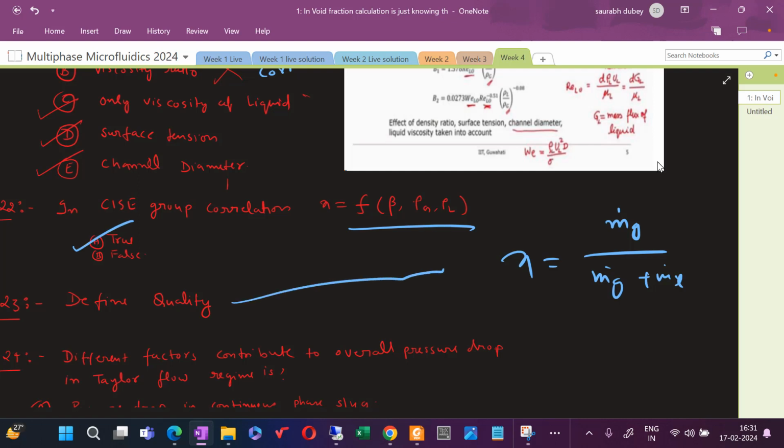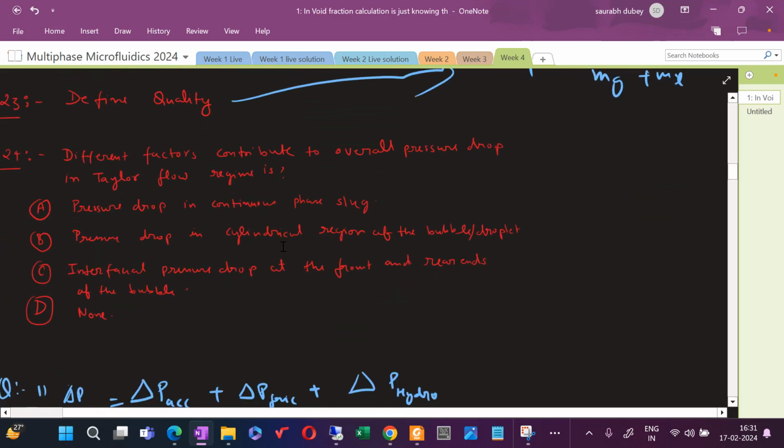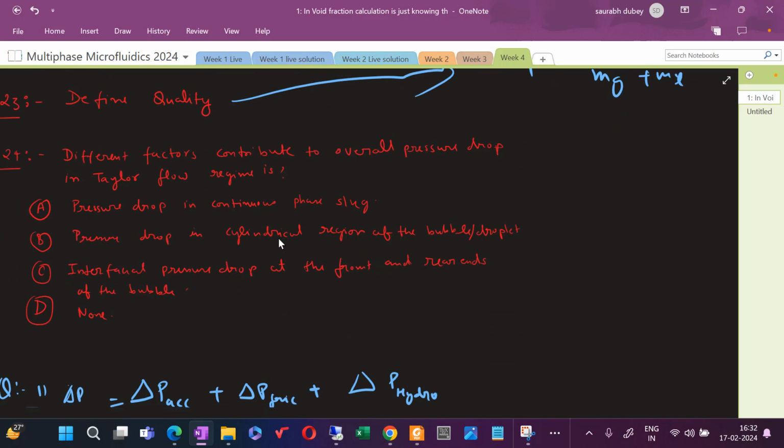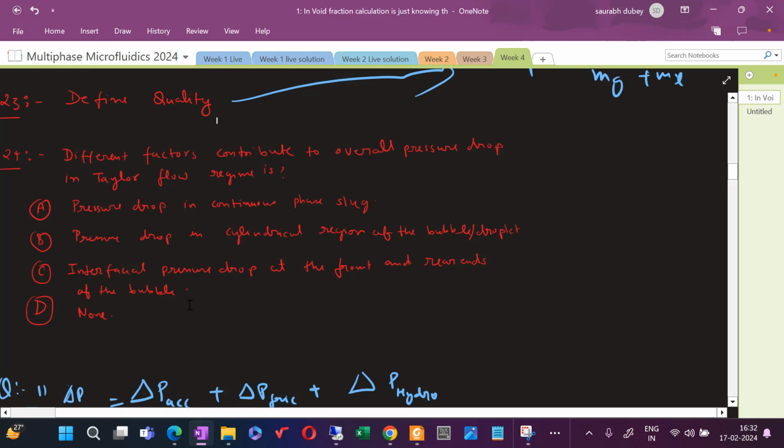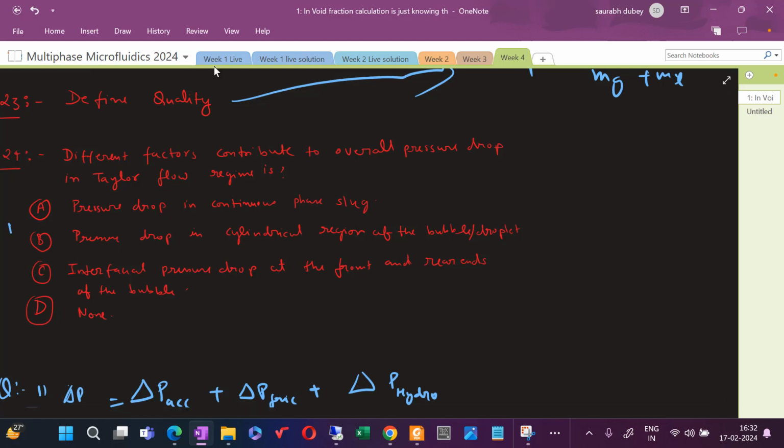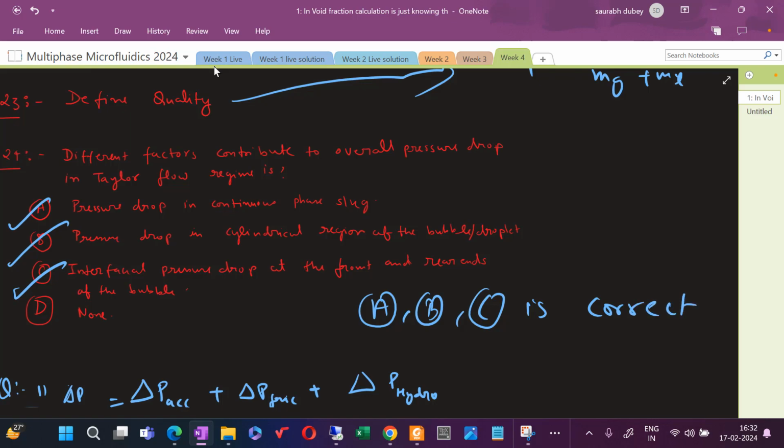So define the quality. We have already defined the quality. This is for the gas liquid mixture. And now different factors contribute to the overall pressure drop in Taylor flow regime: pressure drop in the continuous phase slug, the pressure drop in the cylindrical region of the bubble and the drop, and the interfacial pressure drop at the front and the rear end of the bubble. None of the above. And if you closely look at this, ABC is correct. So all the three options are correct.